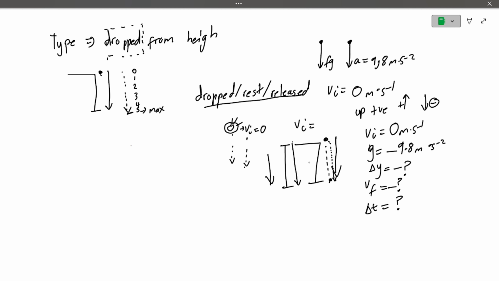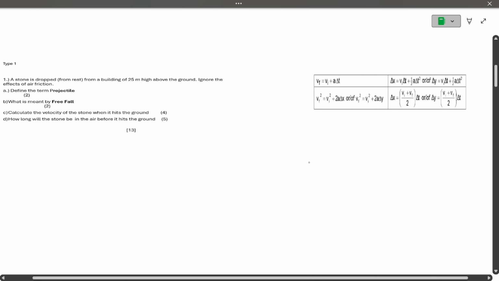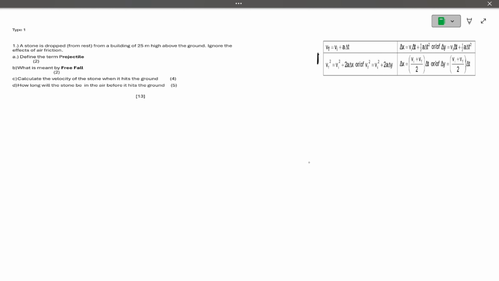So let's do problems containing this problem type 1. Here's a problem I prepared from the question paper. When I work, I like to put the formula sheet to the side, so that when I list my variables, I can look at it to see which formula applies.